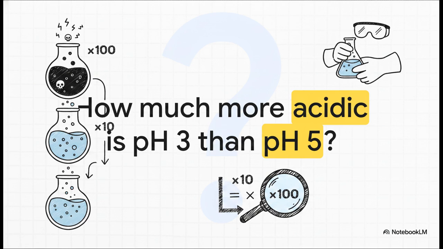Look, if you simply added 10 plus 10, I totally get why you did that, but think about it again. Remember, we're multiplying by 10 for every step. So moving from a pH of 5 down to 4 is times 10. Moving from 4 down to 3 is another times 10. And 10 times 10 is 100, meaning a pH of 3 is literally 100 times more acidic than a pH of 5. That compounding math is exactly why scientists have to handle strong acids and bases with such incredible care.